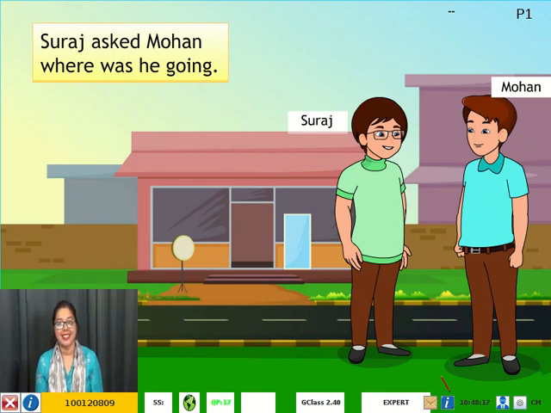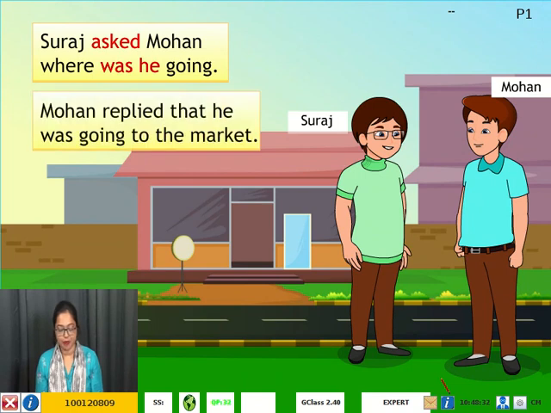The first sentence coming up on the screen is: Suraj asked Mohan where he was going. Here the word asked is underlined. Next, you see another sentence: Mohan replied that he was going to the market. Again, the word that is underlined.